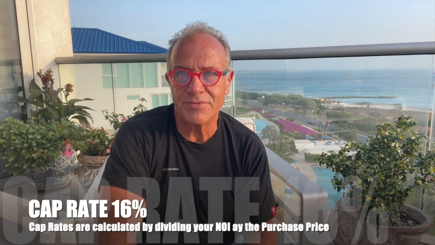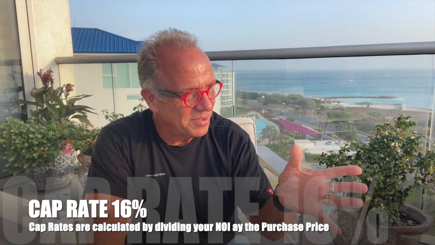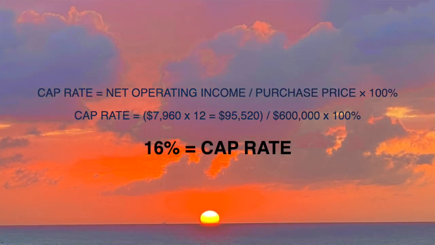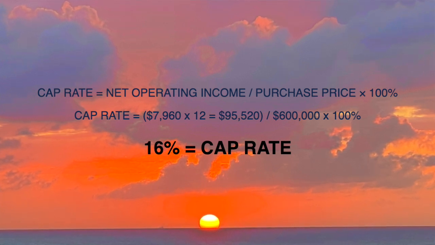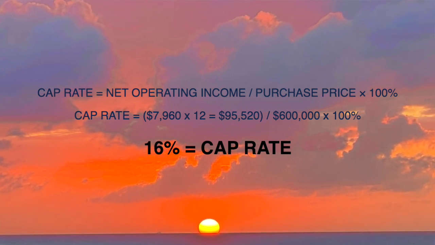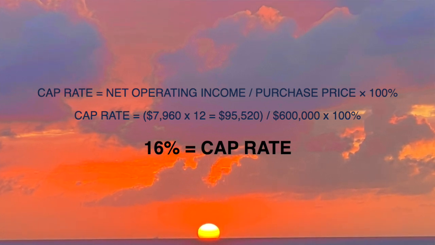Now the cap rate, IRV, income, value and revenue, or whatever it is. Anyways, I'll give you this one real quick. Cap rate is your net operating income. Again, it's that $95,520 divided by the purchase price of $600,000, which is going to move the decimal points over. So you have to multiply that times 100%, and that'll put the decimal points in the right place. So your cap rate is the $95,520 divided by the $600,000 purchase price.